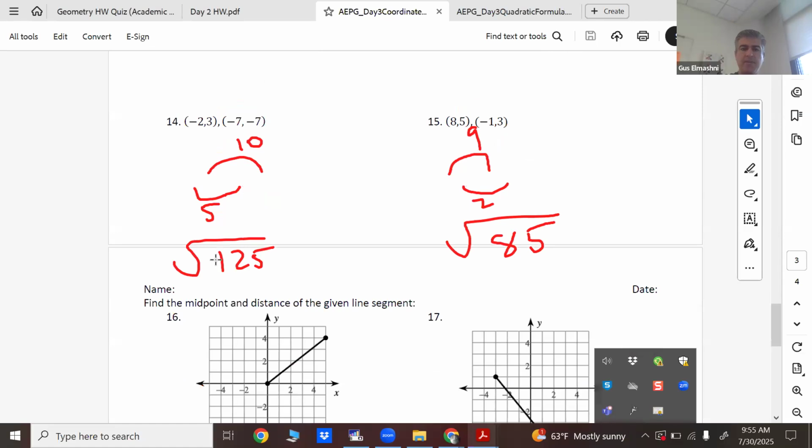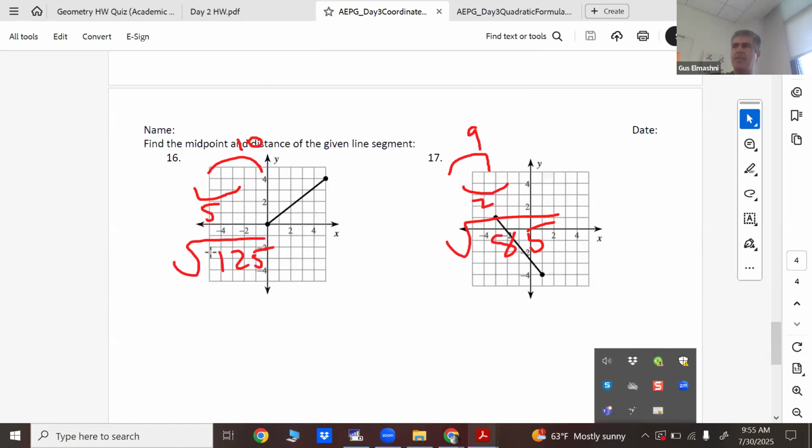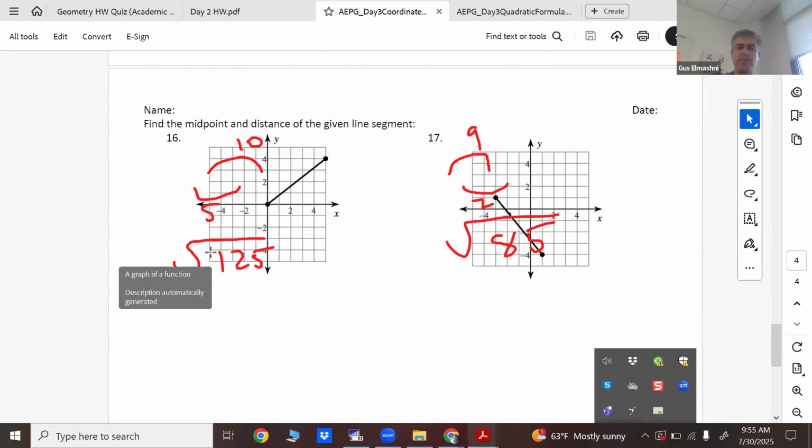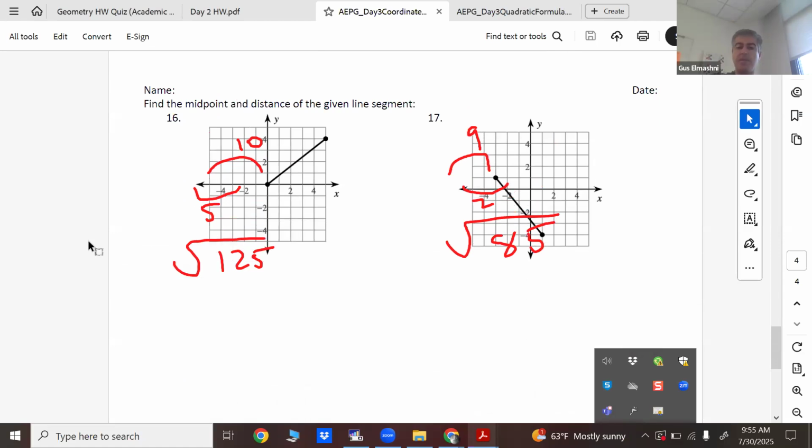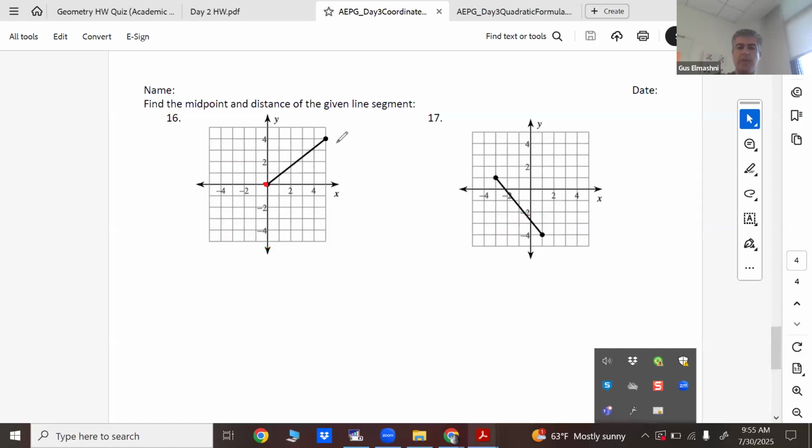All right. Evan, were you able to get the 16? That's okay, no worries. We can do it together. Let's talk about it together. So what are my endpoints? Let's take a look at the endpoints. What are the endpoints for number 16? Good. Correct. No worries. Now let's do the midpoint. What's half between 0 and 5? 2.5. What's half between 0 and 4? There you go. There's the midpoint.